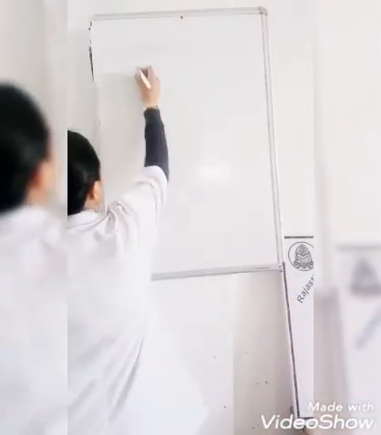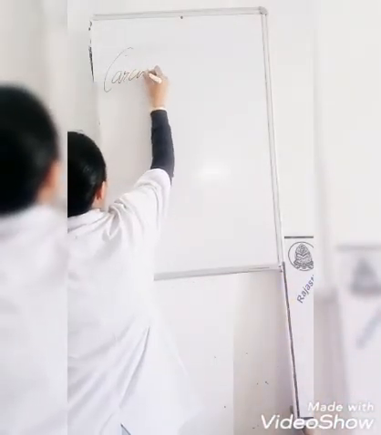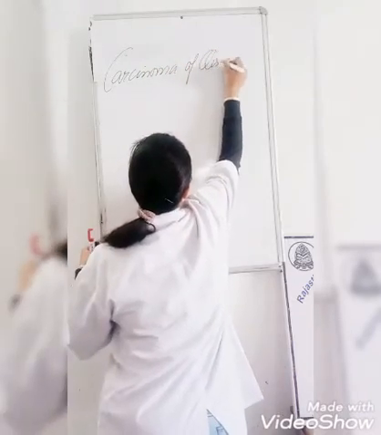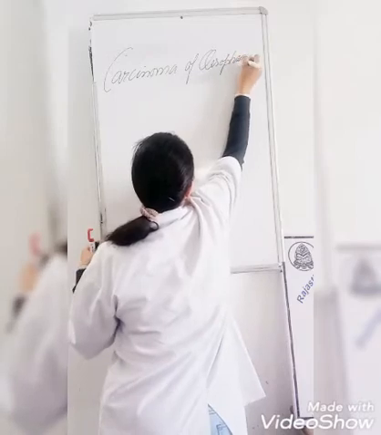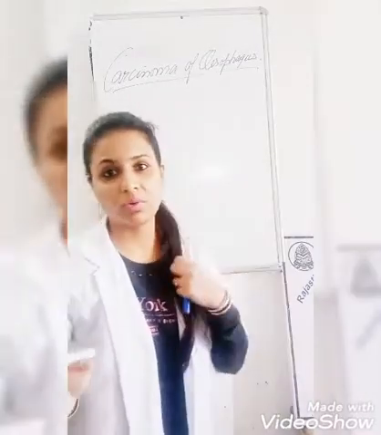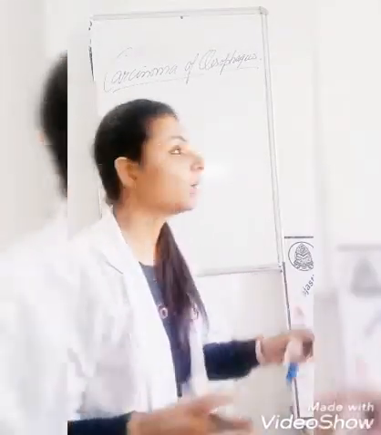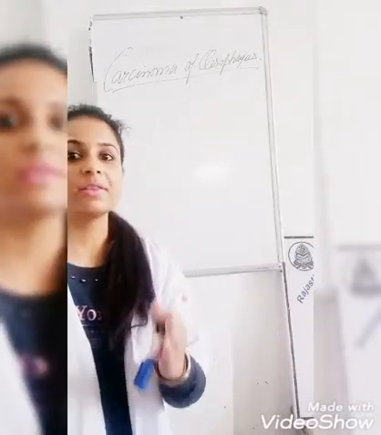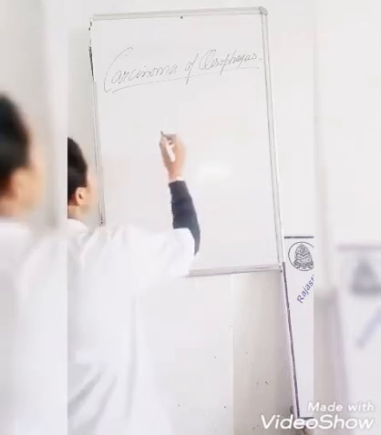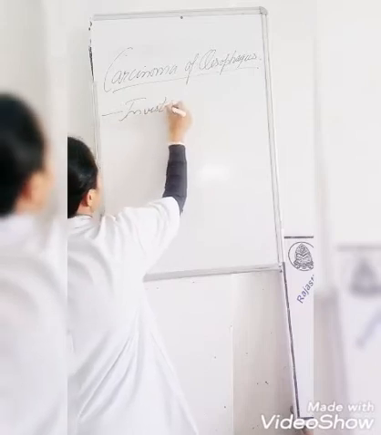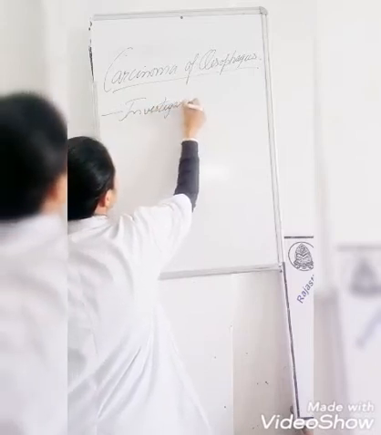So I will continue with the last topic, that is carcinoma of esophagus. We have seen the three sites, upper one third, middle one third and lower one third of esophagus that get involved, and how the etiopathogenesis occurs, and we have already seen the symptoms also. Now today I will like to discuss the investigations. So what investigations are done in case of carcinoma of esophagus?